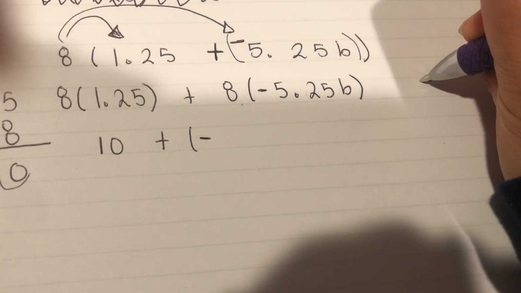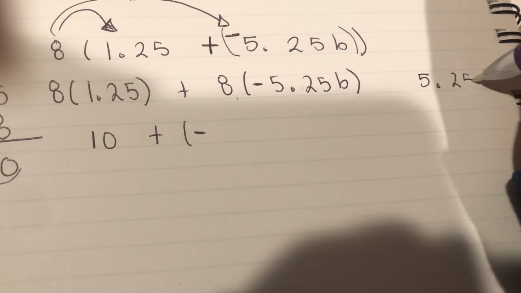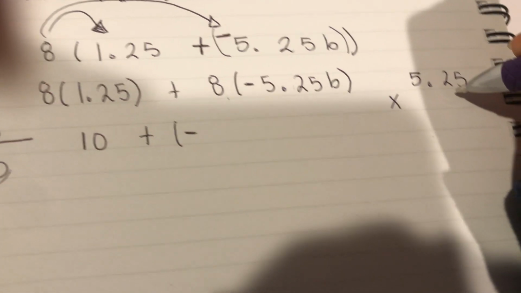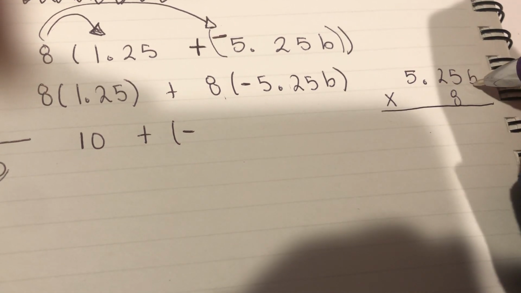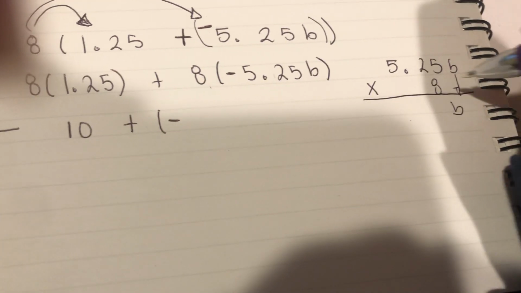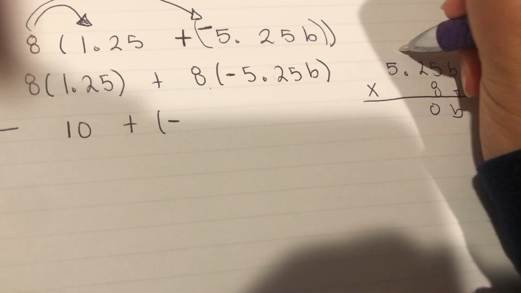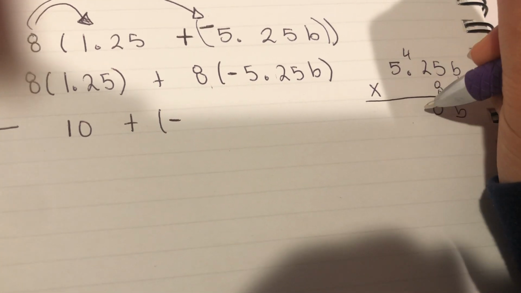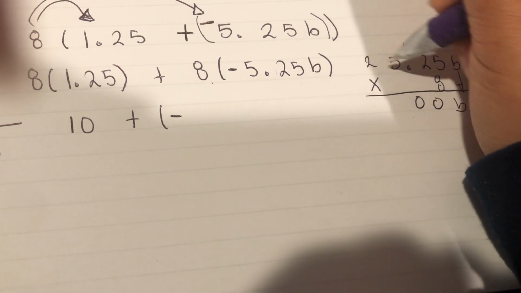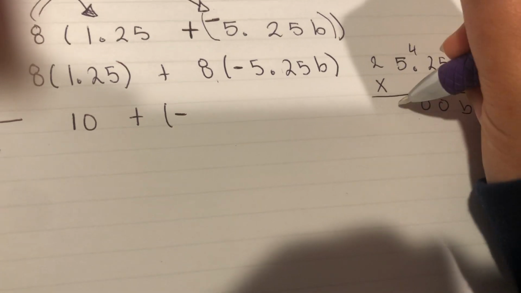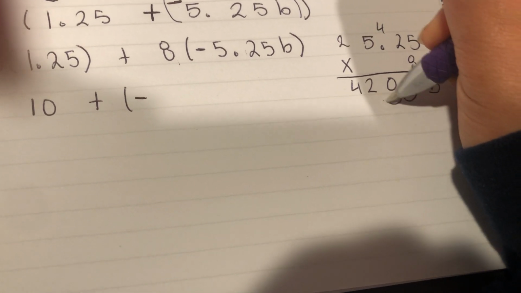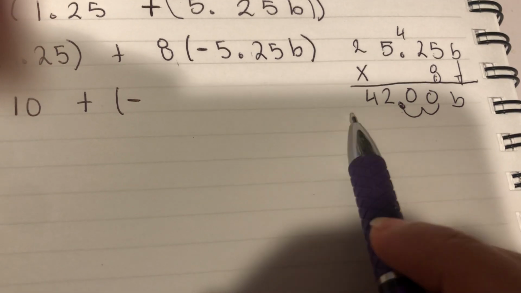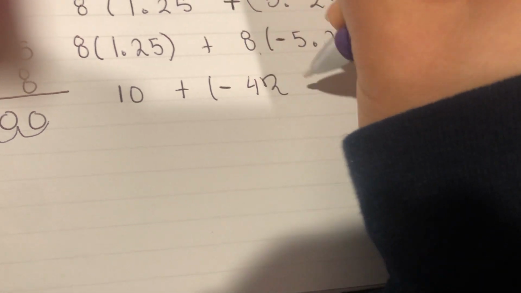And now we're going to see, okay, what's 5 and 25 hundredths times 8? And I'm going to put the b here because there's a b. And I'm just going to bring that b down. So there's the b. 5 times 8 is 40, carry the 4. 2 times 8 is 16, plus 4 is 20, carry the 2. 5 times 8 is 40, plus 2 would be 42. Here you have 2 numbers behind the decimal. So this would actually equal 42b. So plus negative 42b.